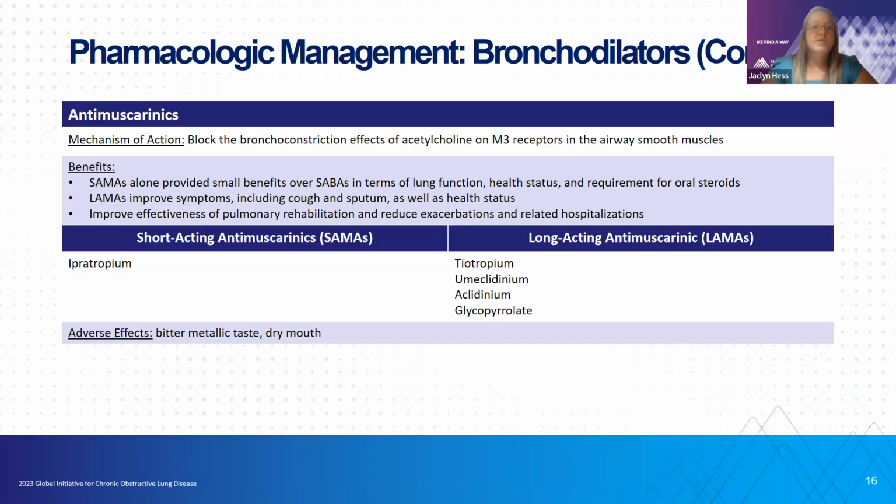As for our antimuscarinics, the short-acting agents have provided small benefits over SABAs in terms of lung function, health status, and requiring oral steroids. However, when these are combined as SABA-SAMAs, it has been shown to be superior to either alone in improving FEV1 and symptoms.